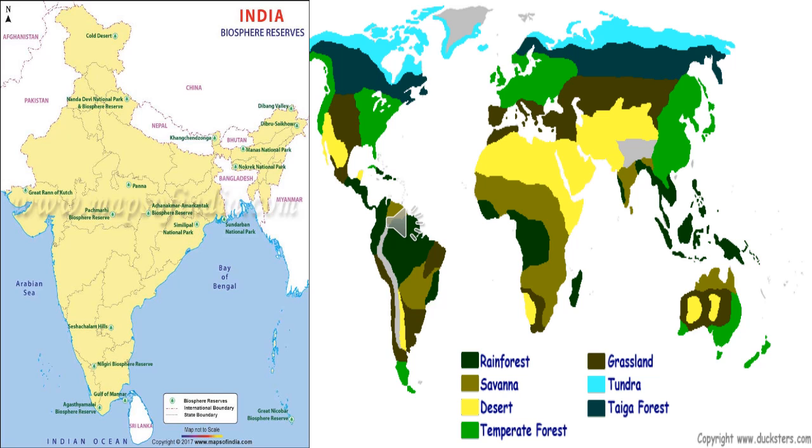Then the India map. This map shows the biosphere reserves of India. A biosphere reserve is a special ecosystem or specialized environment with flora and fauna that require protection and nurturing. There are totally 18 biosphere reserves in India.